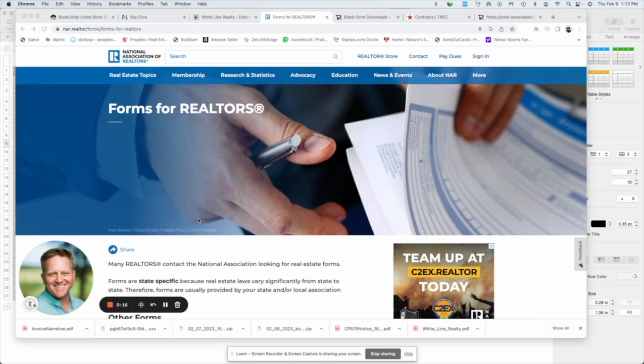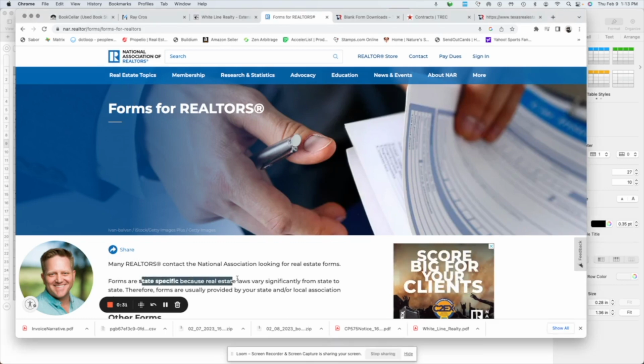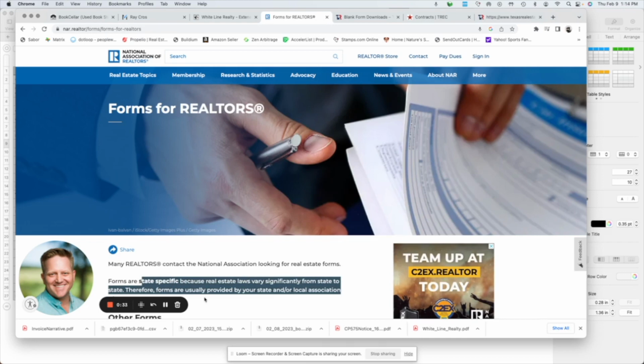Now, most of y'all should be realtors. You're not required to, but it definitely helps a lot, and if you're a member of just about any MLS, you are. A lot of people think that they can go to the realtor website. Guys, you cannot go to the realtor website to find these forms, because forms are state specific. They have to come from Texas.